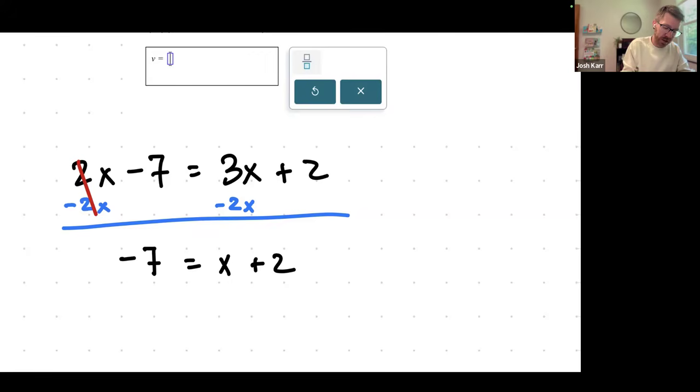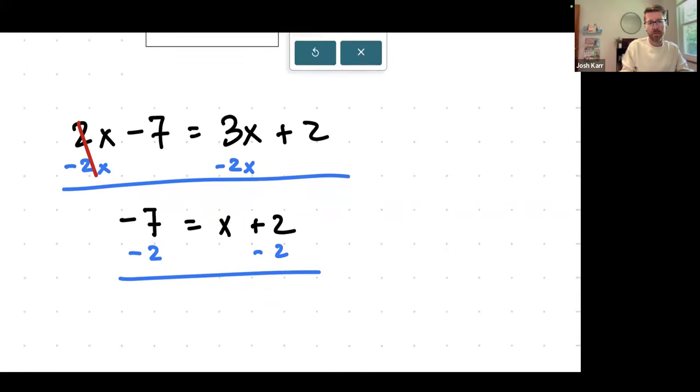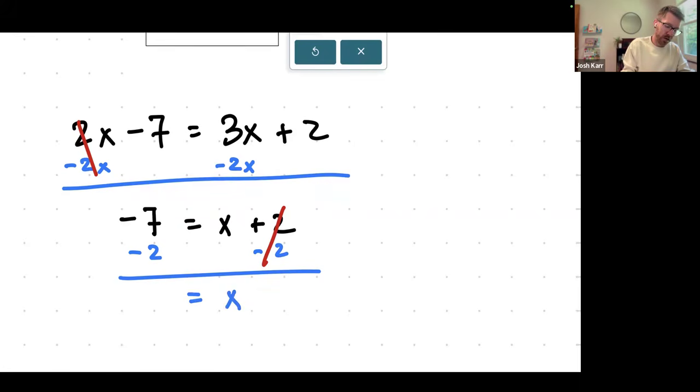I want x by itself, so I need to get rid of this plus 2. I'm going to subtract 2 from both sides. Okay. That's zeroed out everything except for x on the right side. And -7 minus 2 more is -9. I get the solution of x equals -9.